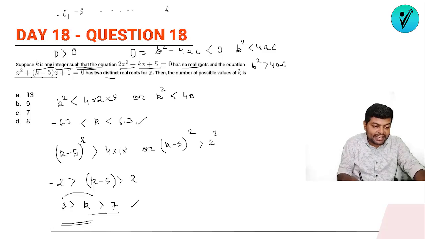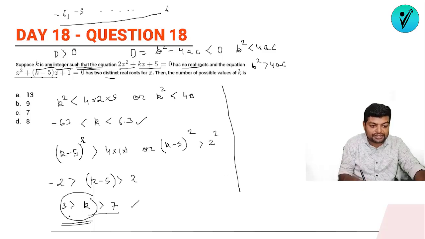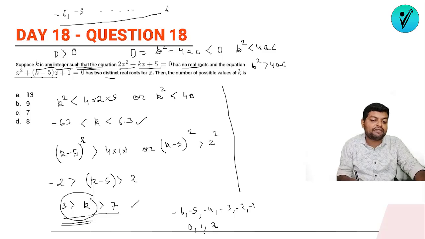So if k is less than 3, and considering the other inequality, how many different values can we have? The different values of k will be: minus 6, minus 5, minus 4, minus 3, minus 2, minus 1, then 0, then 1, then 2. Can we have the value 3? No, we can't, because k is less than 3, so k equals 3 is not acceptable.